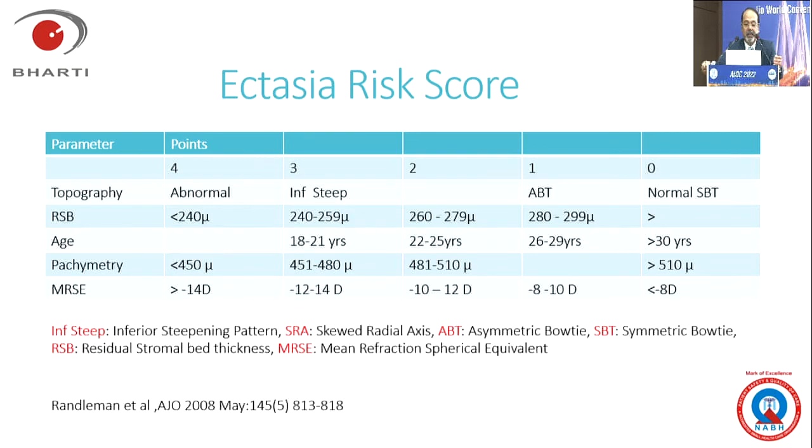There was this ectasia risk score where the points were given as to what is the original topography shape or residual stromal bed, like less than 240 to more than 300, or age 18 or less, and then pachymetry less than 450 microns, and the mean spherical equivalent, like in cases where the power was more than 14 diopters, to anything which was 0, like the power was less than 8 diopters, where the ectasias were seen rarely.